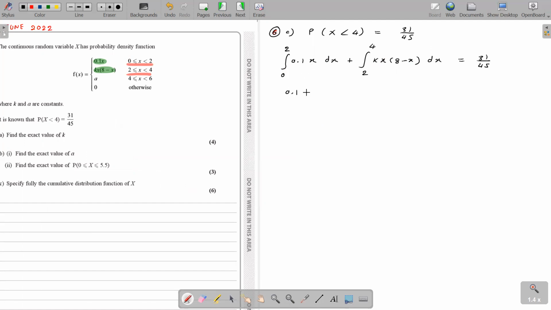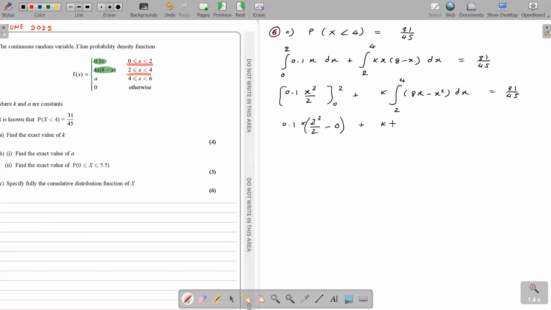So I get here 0.1 x squared over 2, and I need to input the limits 0 to 2. Here I get k. Obviously here, in order to integrate, we need to do a little bit of simplification, right? So I need to expand the bracket. x into 8 is 8x, x into x is x squared, dx. So this goes from 2 to 4. I did not integrate this yet, I just expanded the bracket. So here I get 0.1 times 2 squared over 2 minus, that's a 0.